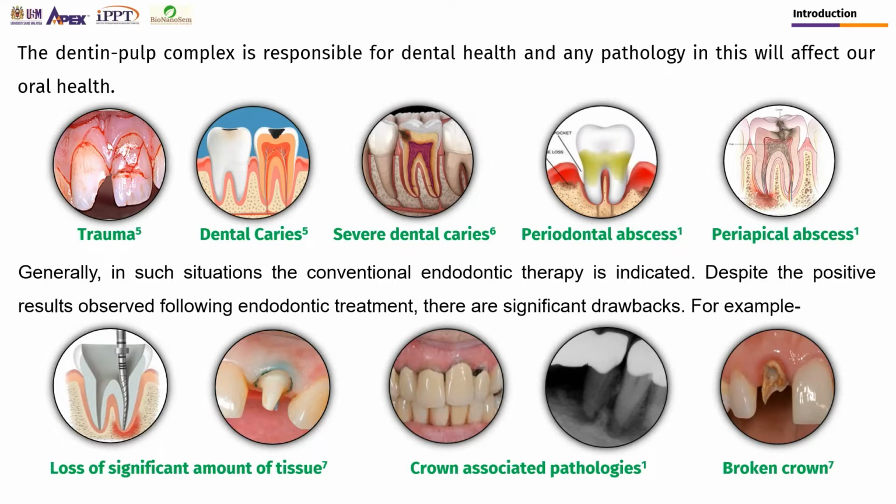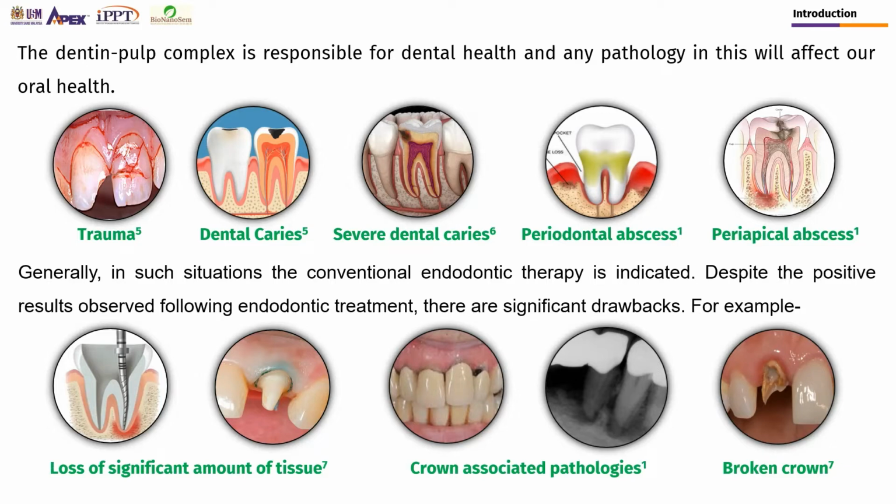Generally, in such situation, the conventional endodontic therapy is indicated. There are significant drawbacks despite the positive results of endodontic treatment. The endodontically treated tooth causes loss of significant amount of dentin that leads to non-vital and weakened teeth. Subsequently, a post-crown or bridge is also responsible for severe vital tissue loss, leading to broken crown during mastication pressure.